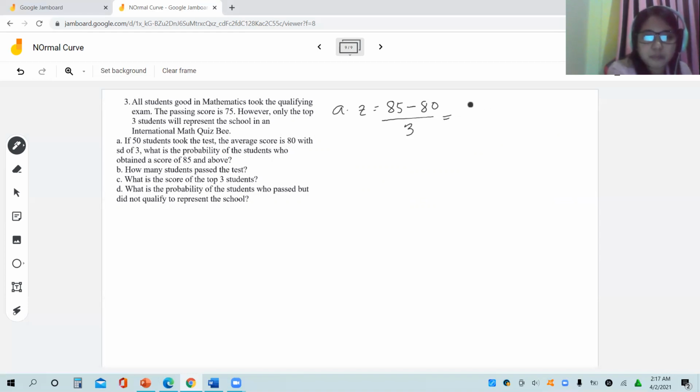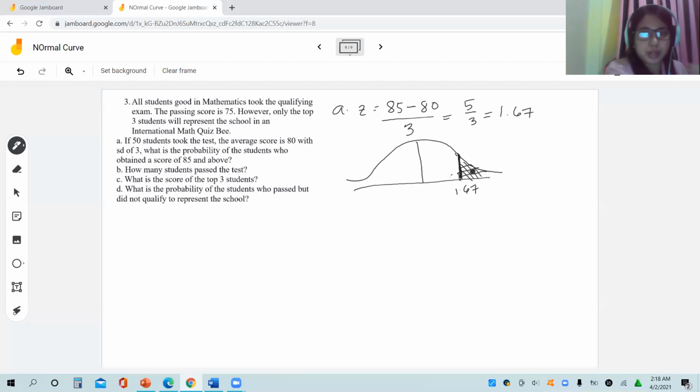What is 85 less 80? 5 over 3, which is 1.67. But of course, this is just the first step. We are not yet done answering the question, what is the probability? So we have to graph our problem. 85 is located at 1.67, and it is 85 and above. So this is the shaded part.